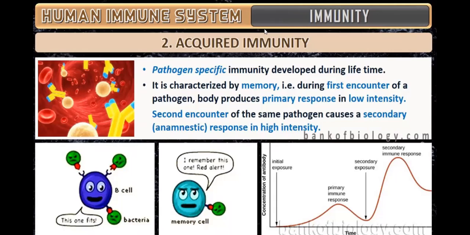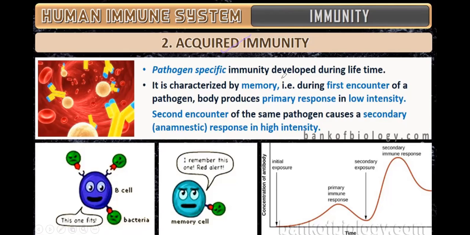Now, acquired immunity. What is acquired immunity? It is pathogen specific. It will be working against one particular pathogen. For example, if it is poliovirus, it will be working against poliovirus only. So it becomes specific. Pathogen-specific immunity developed during lifetime is called acquired immunity.